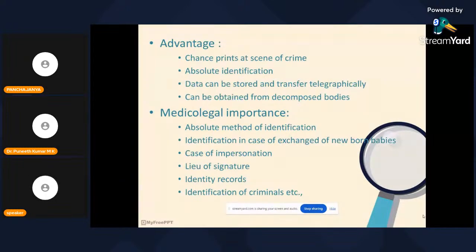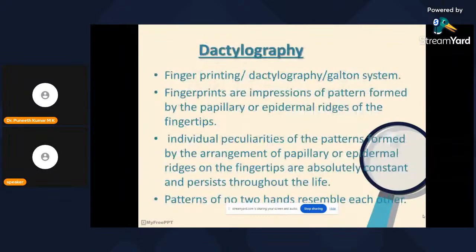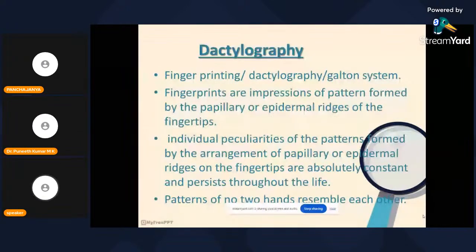That can be solved by using a fingerprint analysis. This is the medicolegal importance of fingerprints, or dactylography. Dactylography is one of the important topics they may ask for. Because of that, what is dactylography, what is its peculiarity, and what are the principles behind using dactylography as an important evidence should be mentioned in that.